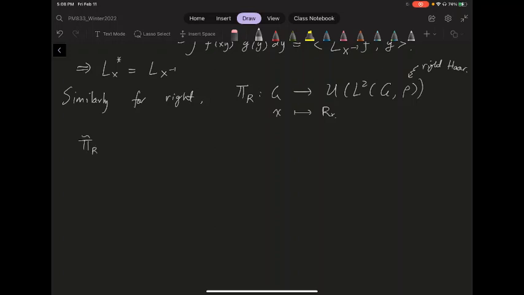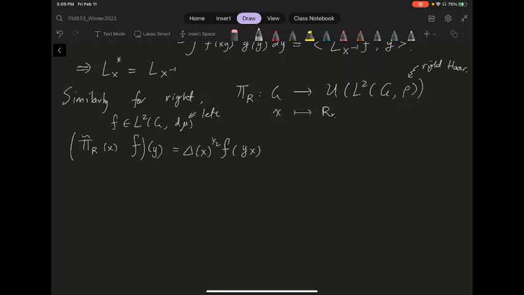So let's define π̃_R to be the following. π̃_R of f, where f is in L²(G), with dμ the left invariant Haar measure, let's evaluate this whole thing at y. This evaluation is given by the following. I want to do the right translation by x. But if I want to keep my f in the L² space of the left Haar measure, then I need to compensate with the modular function. So I need Δ(x) to the half.